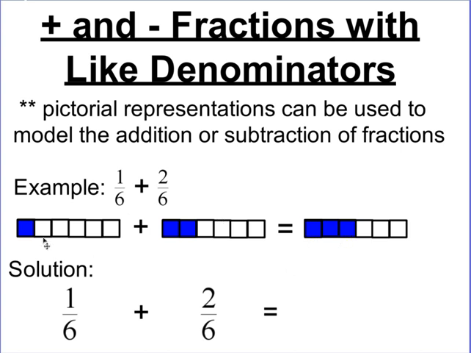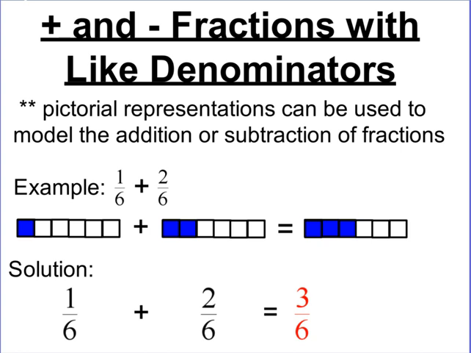And what you'll notice is that the representation also shows you why you don't add denominators. When you add 1 out of 6 plus 2 out of 6, you're just combining the blue blocks, but you're not totaling up all of the total blocks. You're just keeping the total at 6. So if someone has 1 out of 6 and someone else has 2 out of 6, when they put them together, they have 3 out of 6.